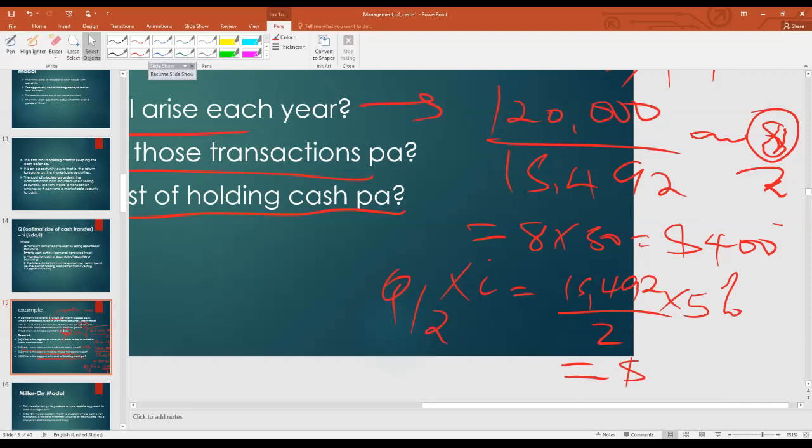Therefore, the whole cost of cash is 37.3. Clear? Okay, I suppose that's very clear.